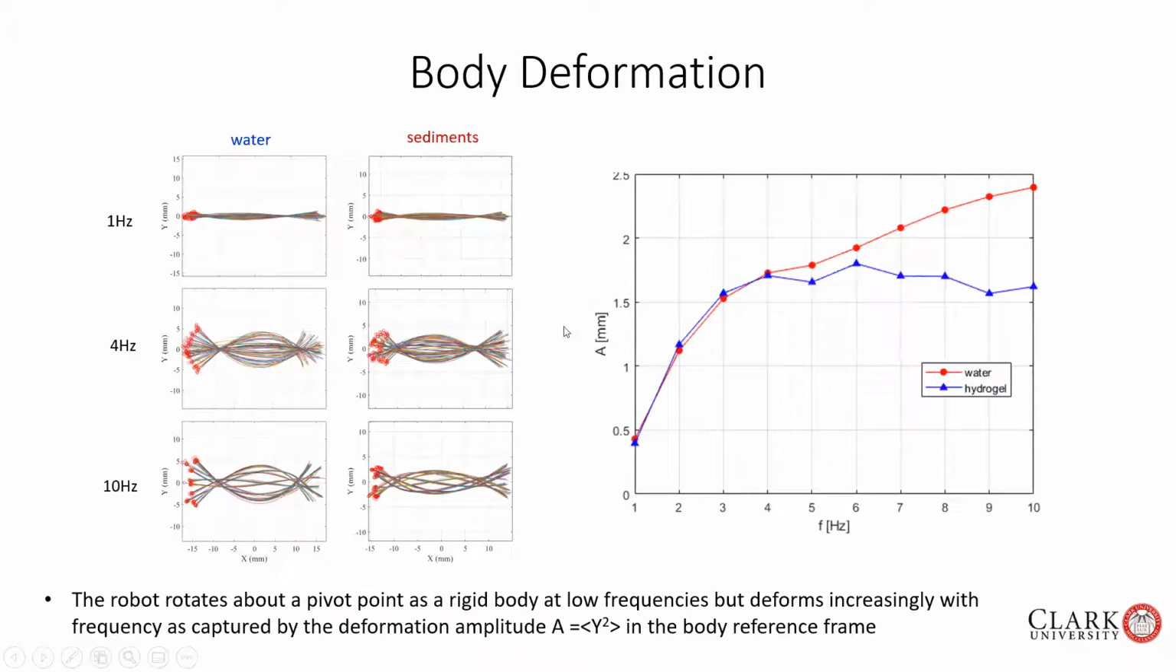So let's discuss the first definition of our amplitude, which is the body deformation. As we increase the frequency, we can see that the amplitude also increases. At the frequency of 1 Hz, in both cases, water and sediment, there's not much curvature to the body at all. But as we increase the frequency, the curvature becomes more and more prominent, behaving like a standing wave.